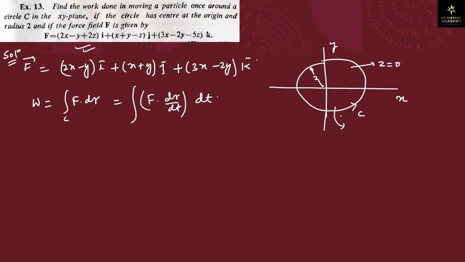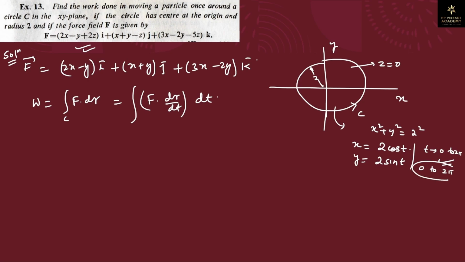We can also represent the circle in terms of t. The expression for the circle is x² + y² = 2². We can represent this as x = 2 cos t and y = 2 sin t, where t varies from 0 to 2π. Once we move this angle from 0 to 2π, it will traverse the whole circle. So the limit on t is 0 to 2π.